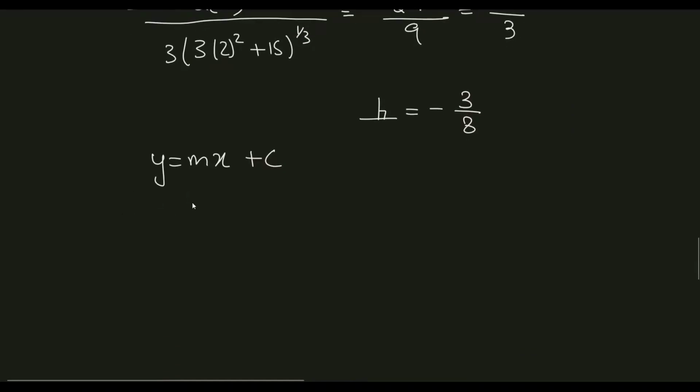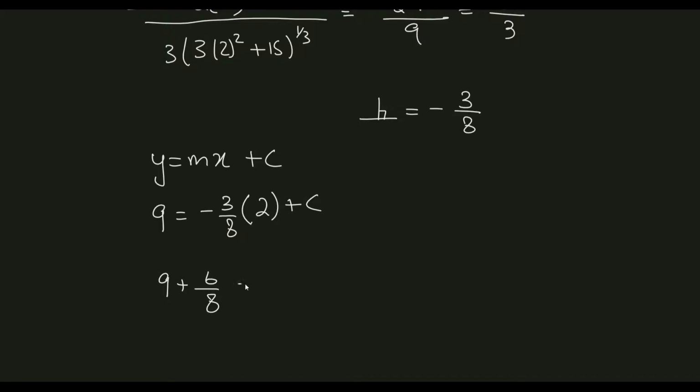So we'll substitute all the values. So 9 equals minus 3/8 times 2 plus c. So I will multiply this, so this will be 6, and I will take this to the other side, so c equals 9 plus 6/8, and this will be, so 8 nines is 72, 72 plus 6 is 78, so c is 78/8.